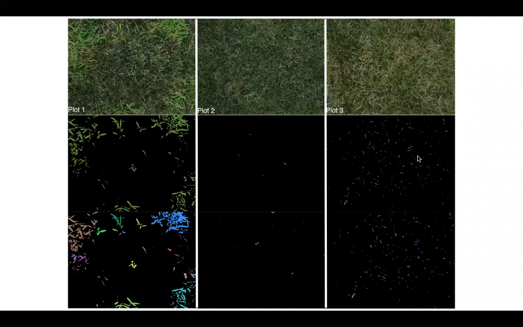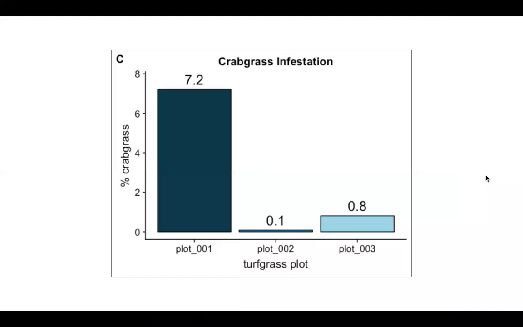Plot 3 here just shows that the system's not perfect by any means. This is a preliminary thing I'm working on. It's not perfect for crabgrass. I'll definitely need a different system to figure this out rather than just simple color values. But you can see for plot 1, it does pull out those crabgrass leaves fairly well. And we can quantify that. And lo and behold, plot 1 has many, many, many times higher crabgrass infestation than plots 2 and 3.